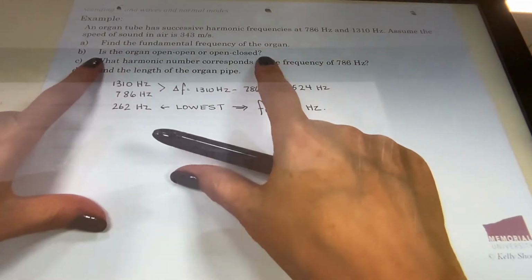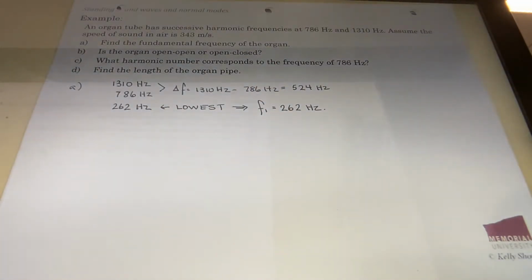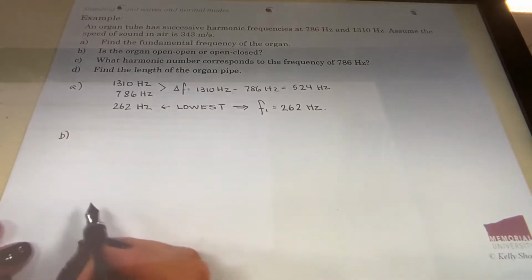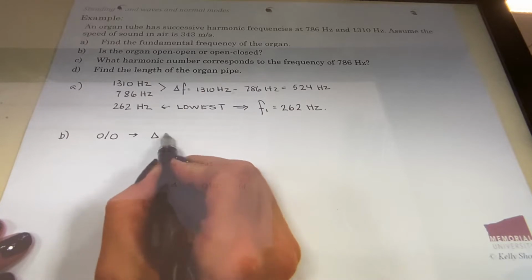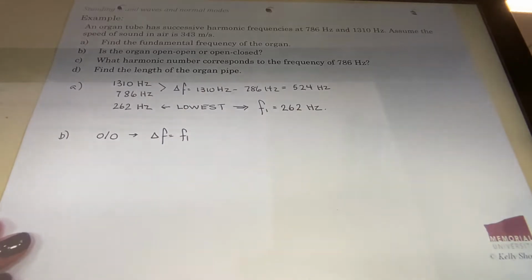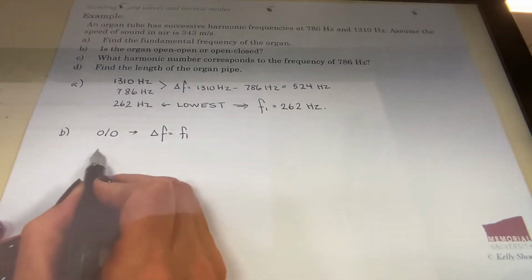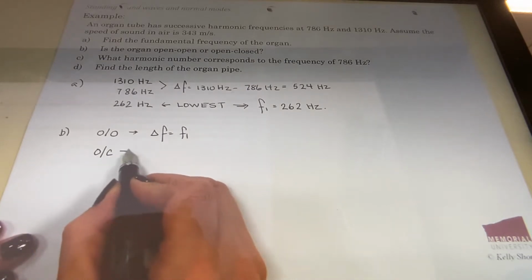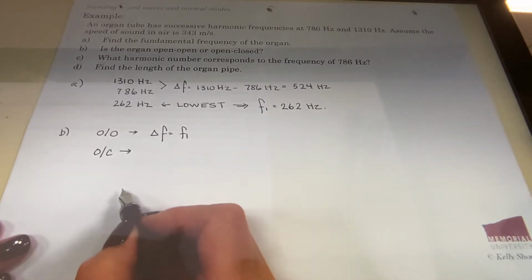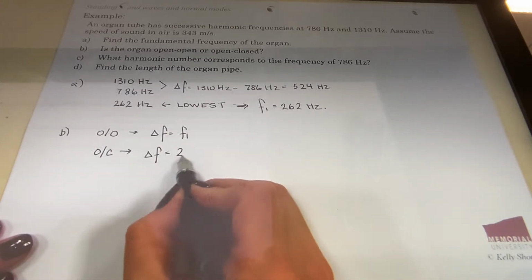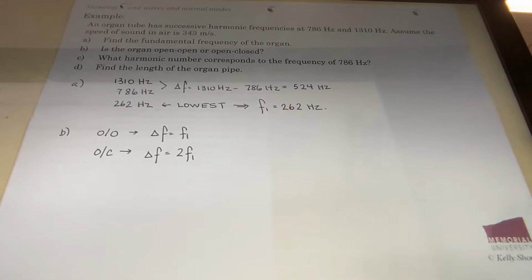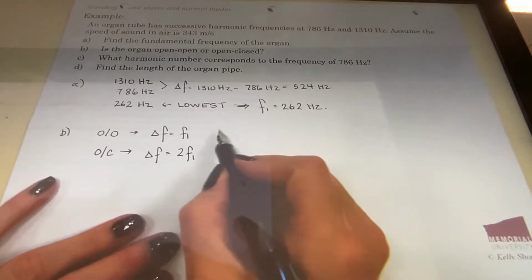Let's figure out if it's open-open or open-closed. And we'll use a result that we came up with last class. If tubes are open at both ends, then delta f is equal to the fundamental frequency. So that's something we did last time. If a tube is open at one end and closed at the other, then the change in frequencies is twice the fundamental. So that's a condition that we know. We figured that out last time. So let's apply that to what we have here.